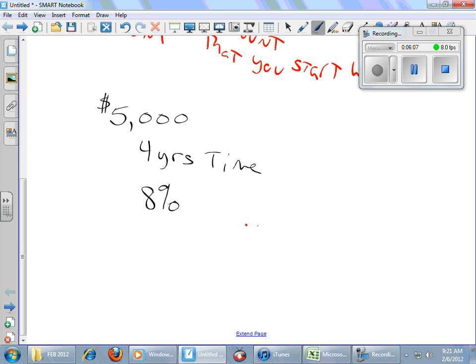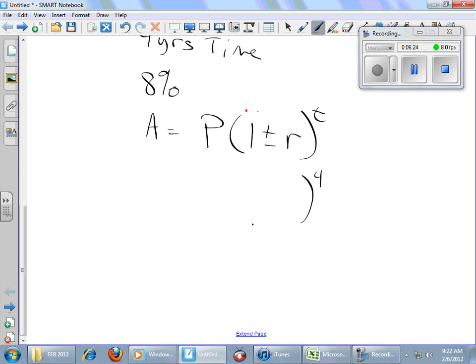All right. So you can use that formula. It was A equals P times the quantity of 1 plus or minus R to the power T. All right. We already said 4 is the time. So I'm going to put a 4 in for T. Now the rate is 8%, but I'm going to do it as a decimal. And a lot of you make this mistake. You might want to convert it right away. It's 0.08.